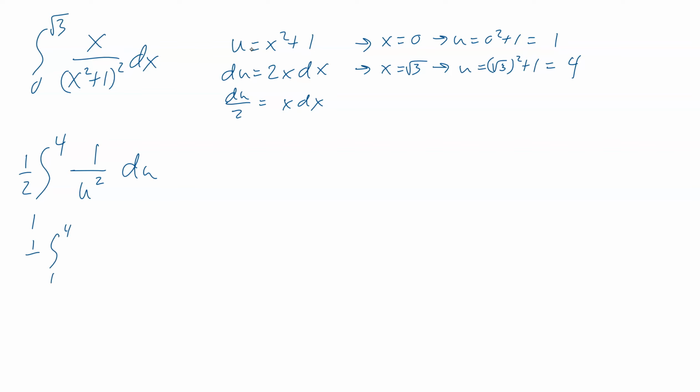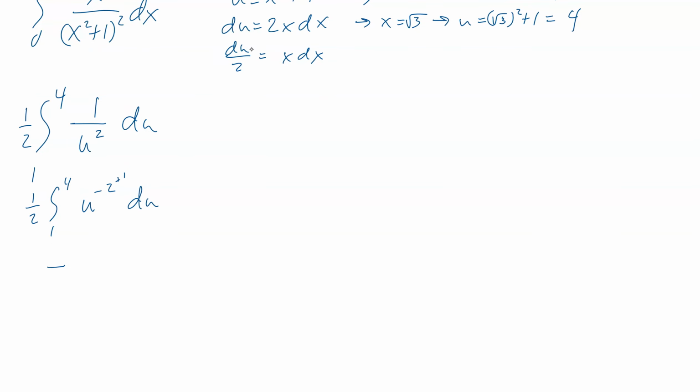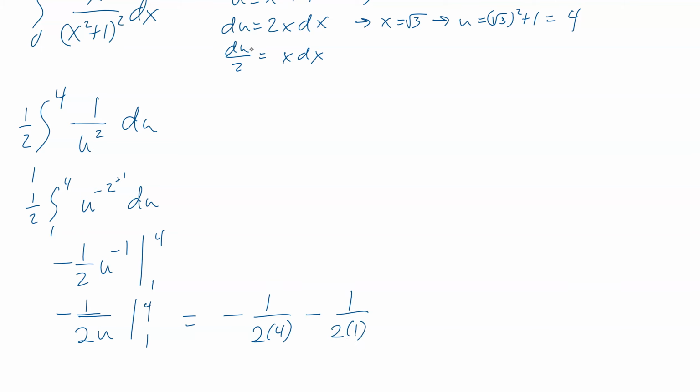And so now we can do our quick little change. So 1 to 4, 1/2 u to the negative 2 du. So if we add 1, that's negative 1. So we end up with negative 1 over 2u. You can take it slow and put it as a negative 1/2 if you want. So negative 1/2 u to the negative 1, which is negative 1 over 2u, both of which are from 4 to 1. All right, so if we plug that in, we get negative 1 over 2 times 4 minus 1 over 2 times 1. So that's negative 1/8 minus 1/2 times 4 times 4. So that would be negative 5/8. All right, so that is our second one.